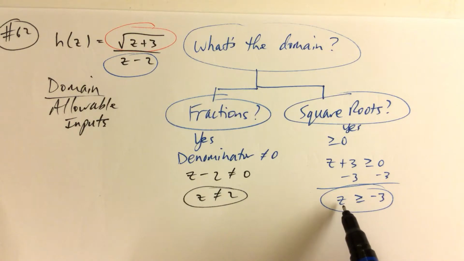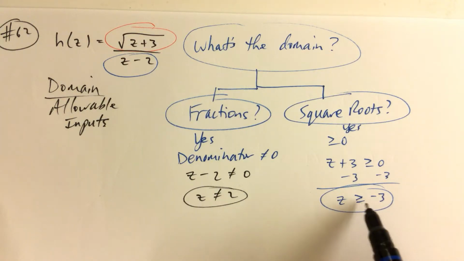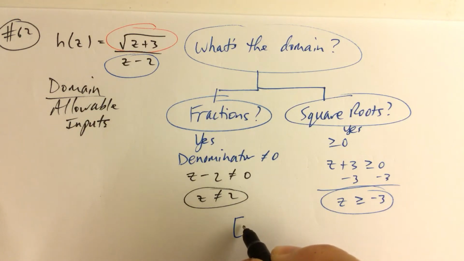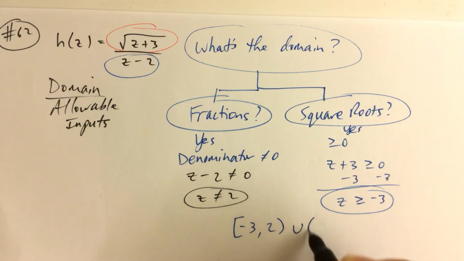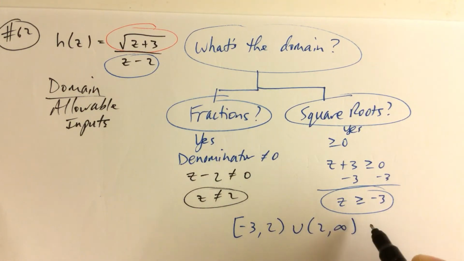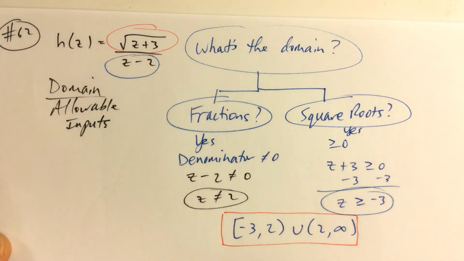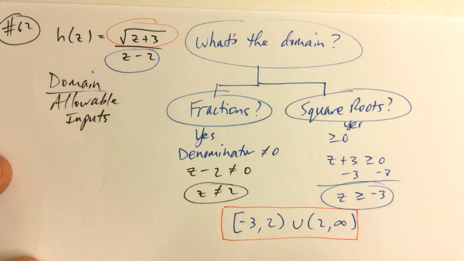We are only allowed to replace z with real numbers that are greater than or equal to negative 3, but not 2. And so we can use interval notation to show the domain. Negative 3 all the way to 2, not including 2, and then all the real numbers from 2 to infinity. So that is the interval notation for the domain of this function.